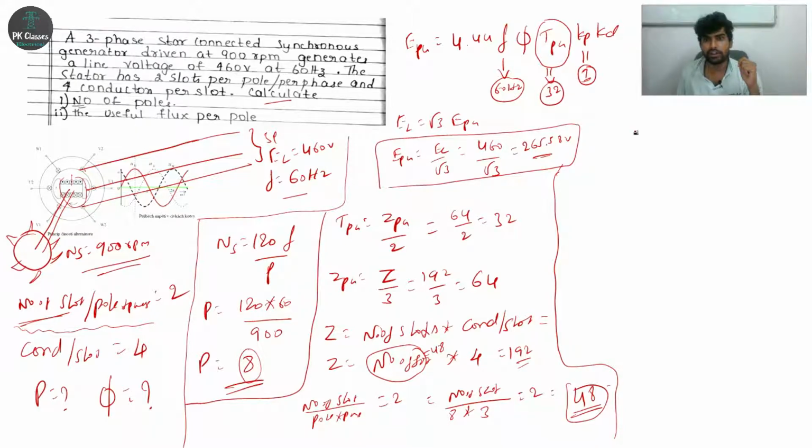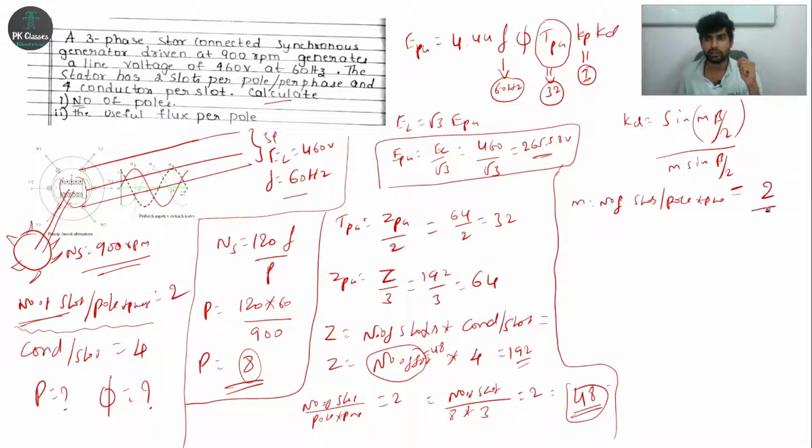Now we need to calculate Kd. What is the formula for Kd? Kd is equal to sin m beta by 2 divided by m sin beta by 2, right? What about m? M is equal to number of slots per pole into phase. Directly they have given m is equal to how much? 2, right? How to calculate beta? Beta is equal to 180 divided by n. So 180 divided by, what about n? Number of slots per pole, right?